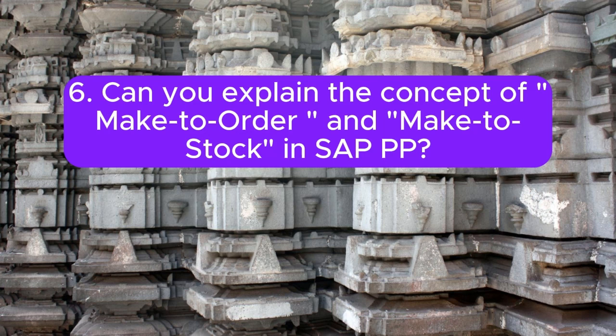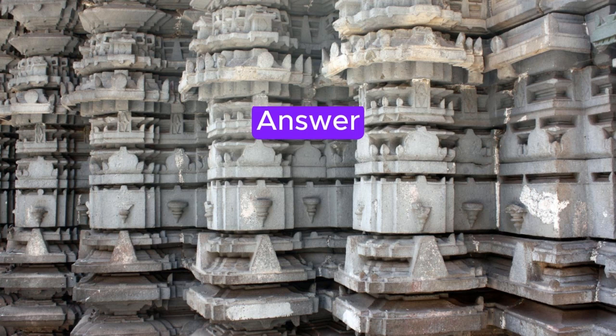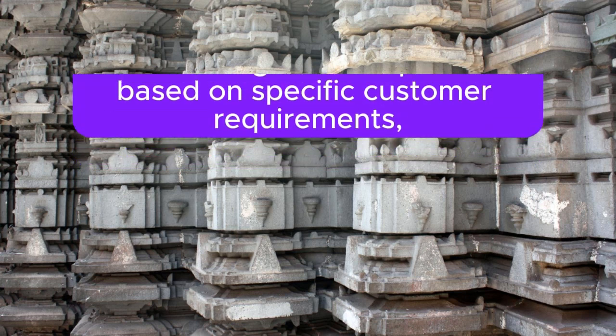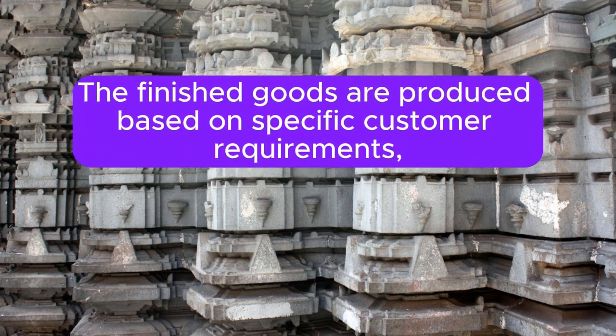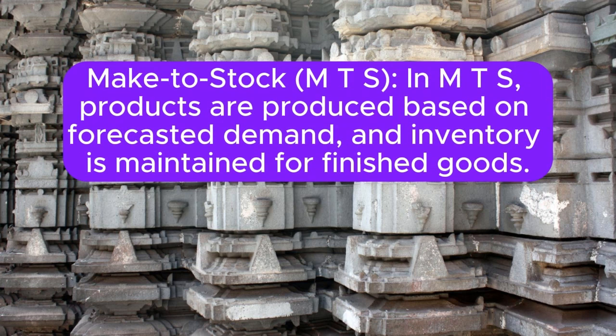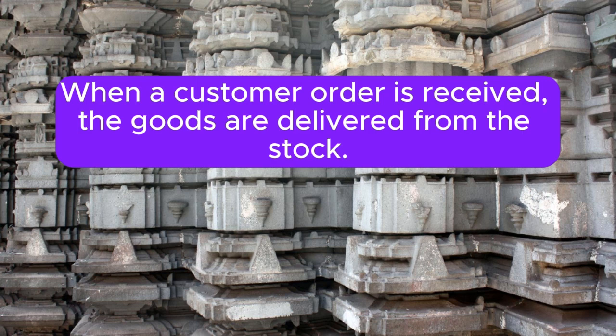6. Can you explain the concept of make-to-order and make-to-stock in SAP PP? Answer: Make-to-order, MTO. In MTO, production is triggered only after receiving a customer order. The finished goods are produced based on specific customer requirements. An inventory is not maintained for the finished product until an order is received. Make-to-stock, MTS. In MTS, products are produced based on forecasted demand, and inventory is maintained for finished goods. When a customer order is received, the goods are delivered from the stock.